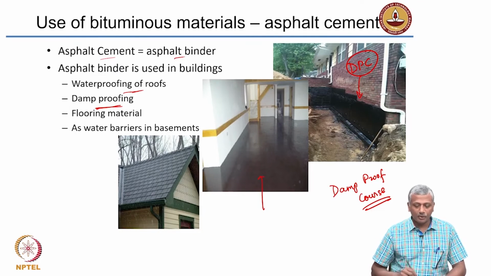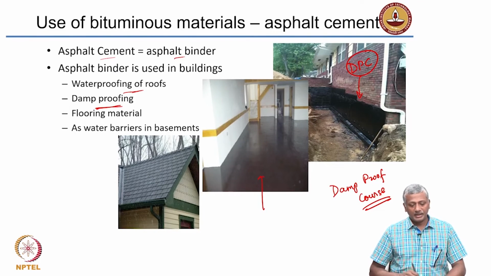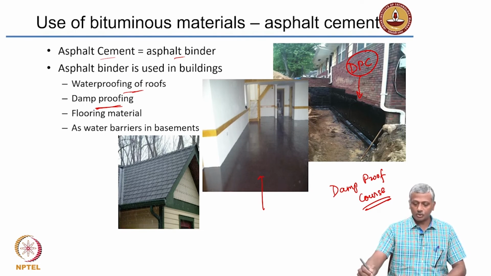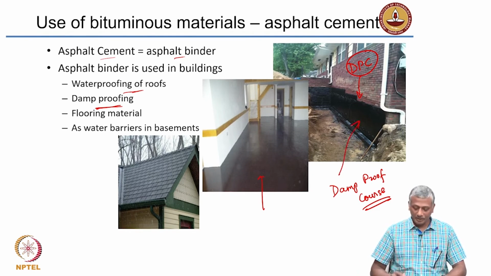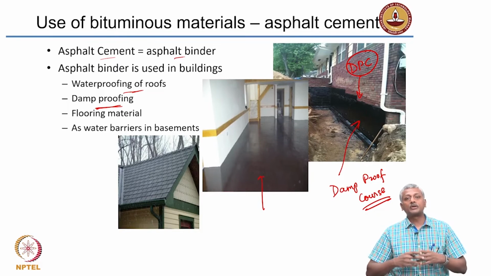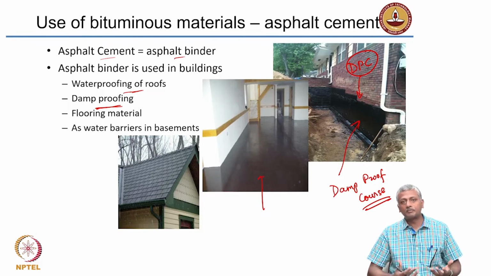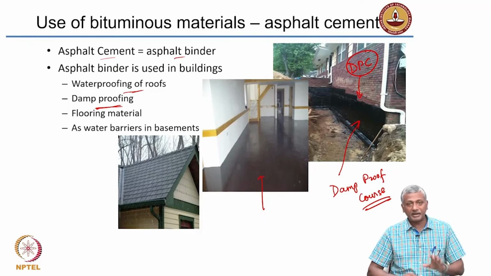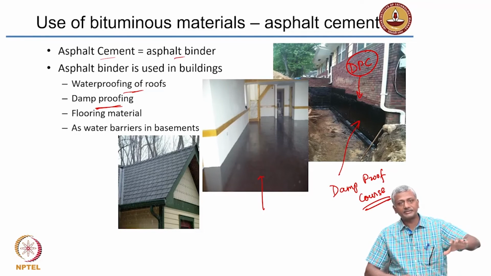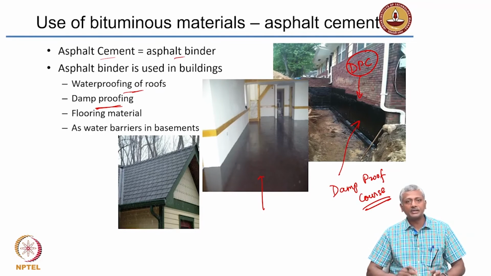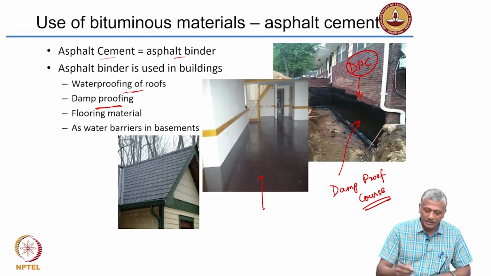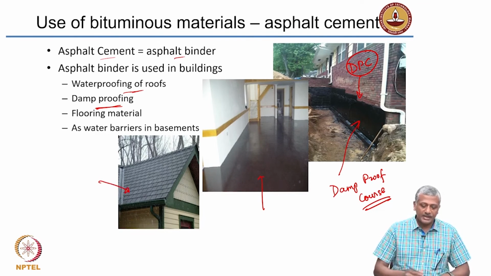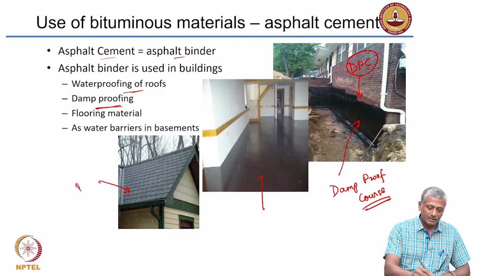Oftentimes asphalt is a good flooring material, okay, and sometimes in basements it can be used as a water barrier, just like what is shown here. Because of its water repelling properties, it is a good part of waterproofing solutions. So, apart from roadway pavements, in buildings you will have asphalt typically used for such purposes. And here, of course, there is also an example of the use of roof tiles, also called shingles.